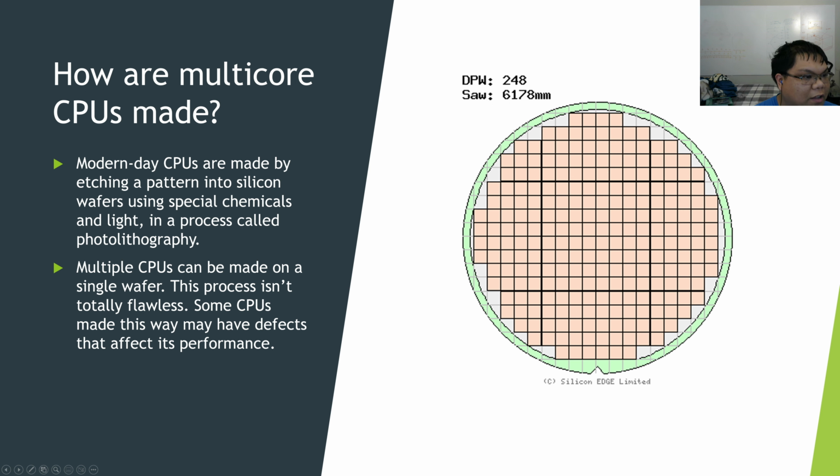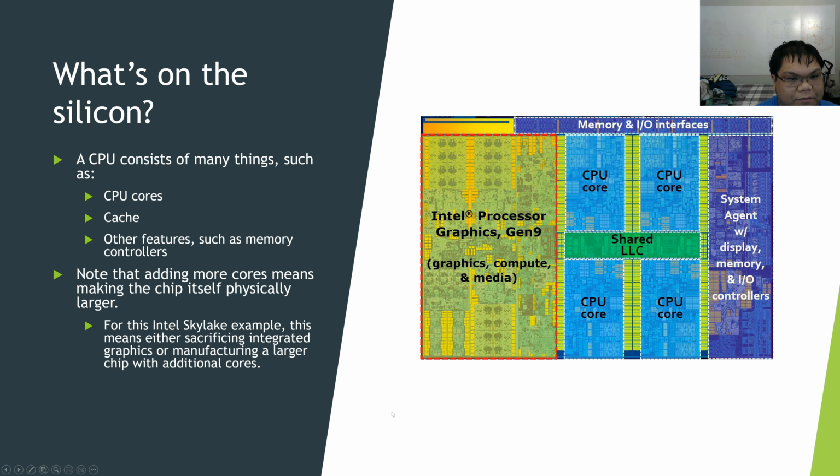So what's on the silicon? Well, all sorts of things. But mainly, for our purposes, we're looking at the CPU cores and to an extent, the cache. So, a CPU core will have... The thing is, the CPU core can have all sorts of other things, such as this Intel Skylake example.